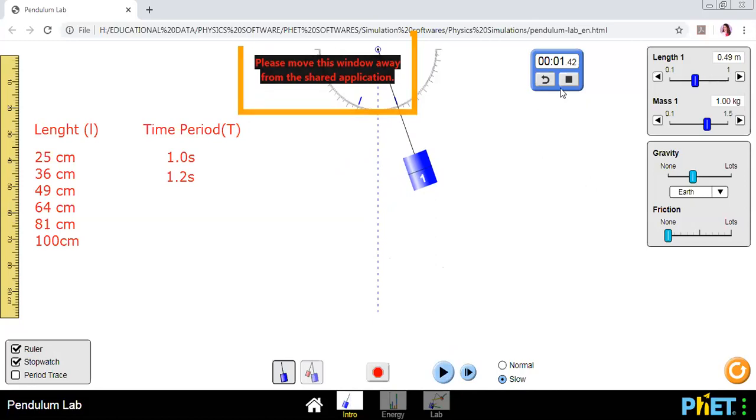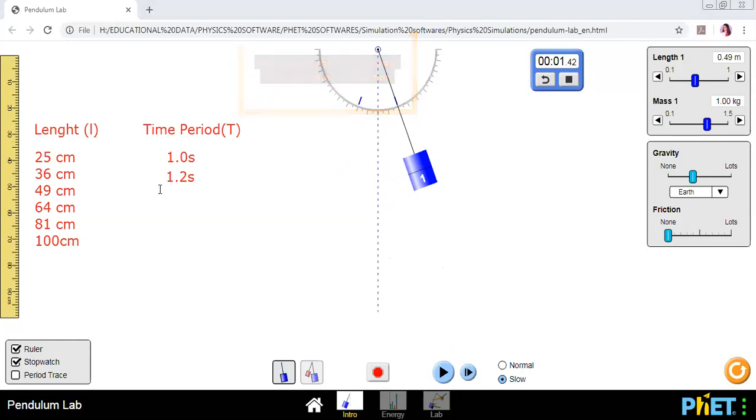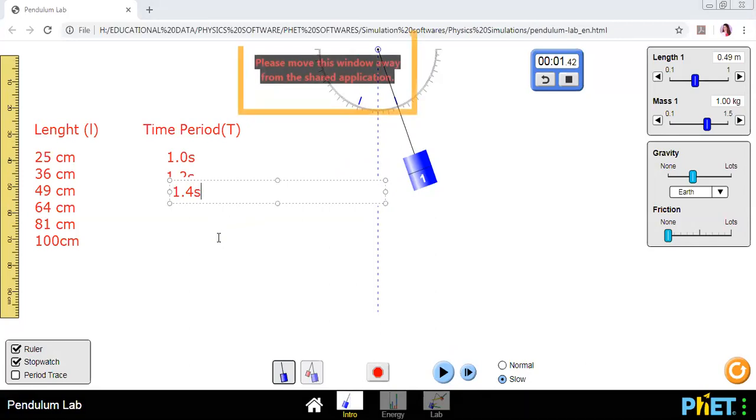See, how much is the time? 1.42. So I will keep it to one decimal place and the answer is 1.4. How much is the time period taken? So the time taken is 1.4 seconds. You find that here, my time taken to complete one oscillation is 1.4 seconds.